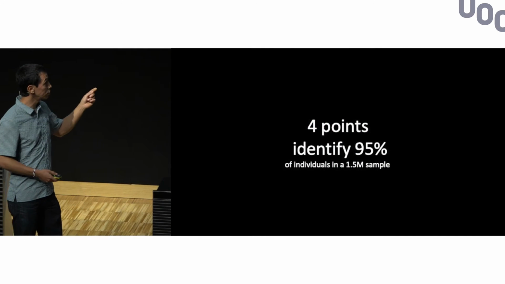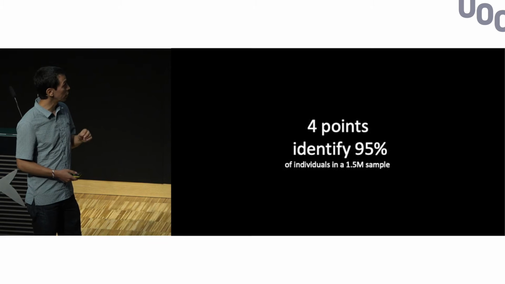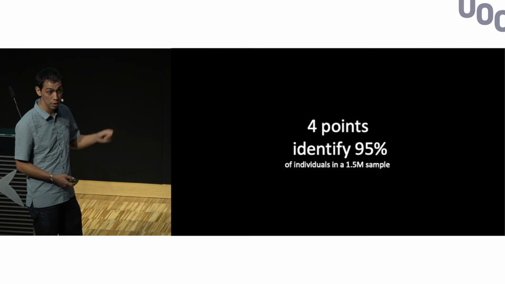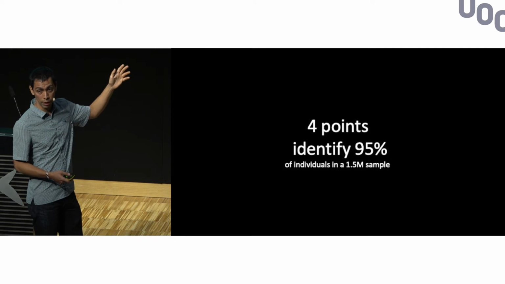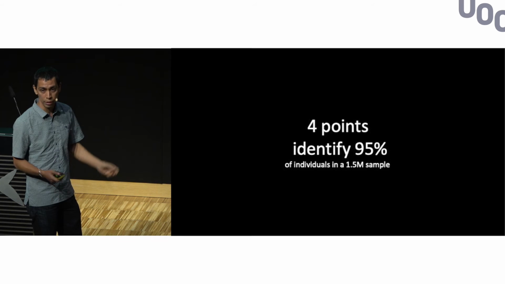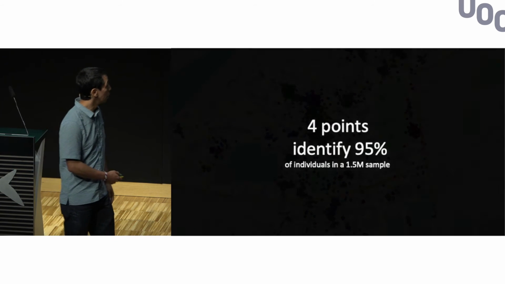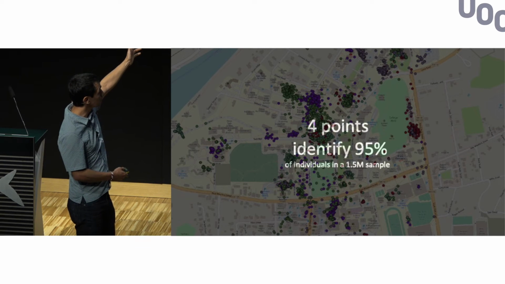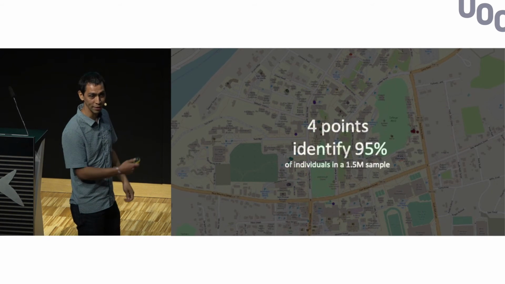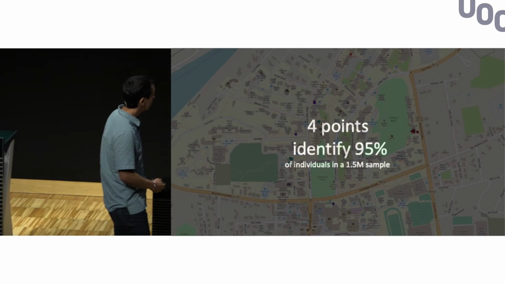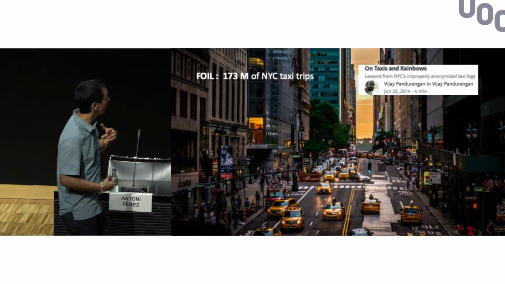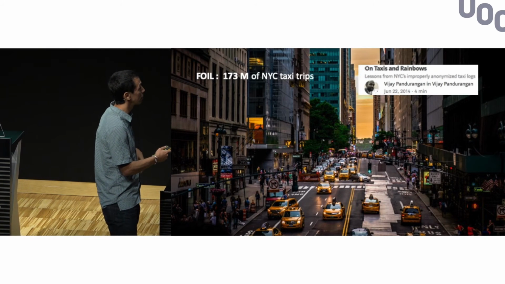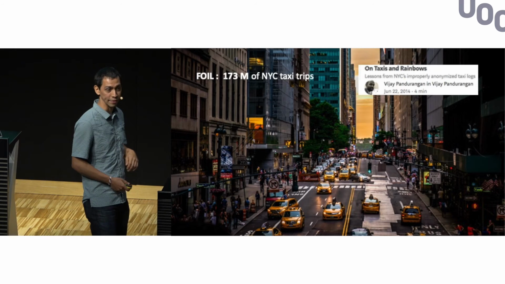Actually, 4 points identify 95% of individuals. This was proven by MIT researchers, who used 1.5 million samples of telephone data from a European country. So from all of this data that we have here, we could use only these points to identify the individuals. This is another example of, as Vijay Pandurangan says, improperly anonymized data.